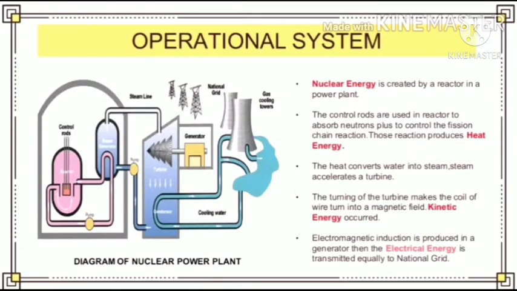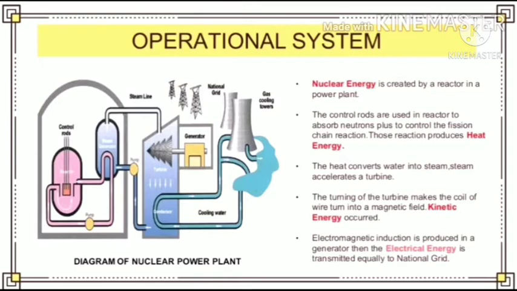The simplified diagram shows us the operational system of a nuclear power plant. Please take note, control rods and nuclear reactor are placed in the primary circuit, while steam line, steam generator and turbine are in the secondary circuit, while the condenser and cooling tower are the tertiary circuit. In the pink area, which is the primary circuit, the nuclear energy is created by a nuclear reactor in a power plant. The control rods used in the nuclear reactor are to control the fission chain reaction.